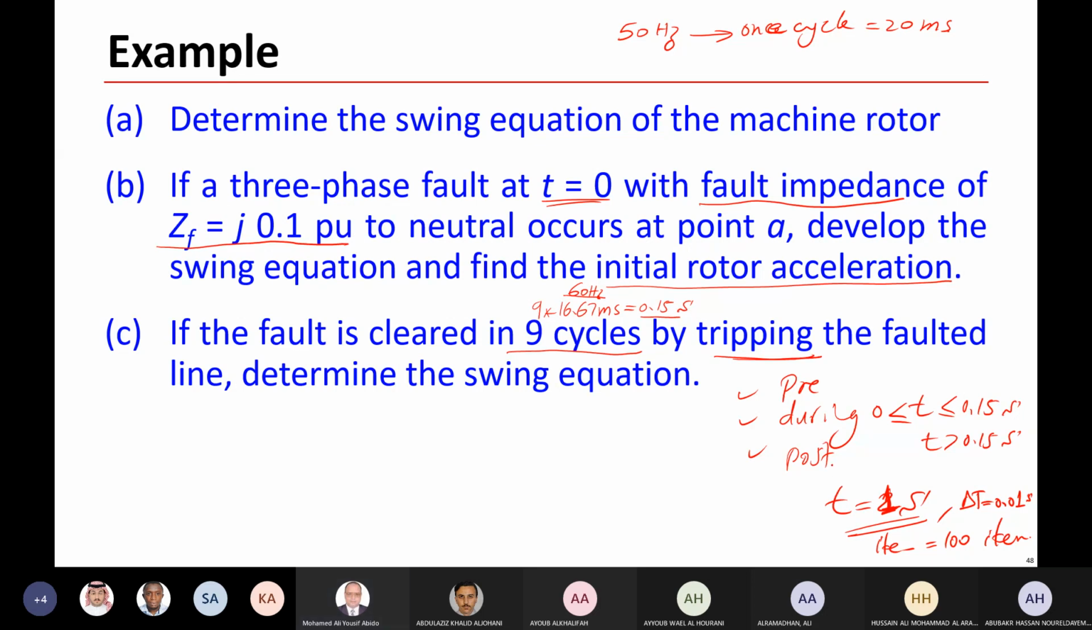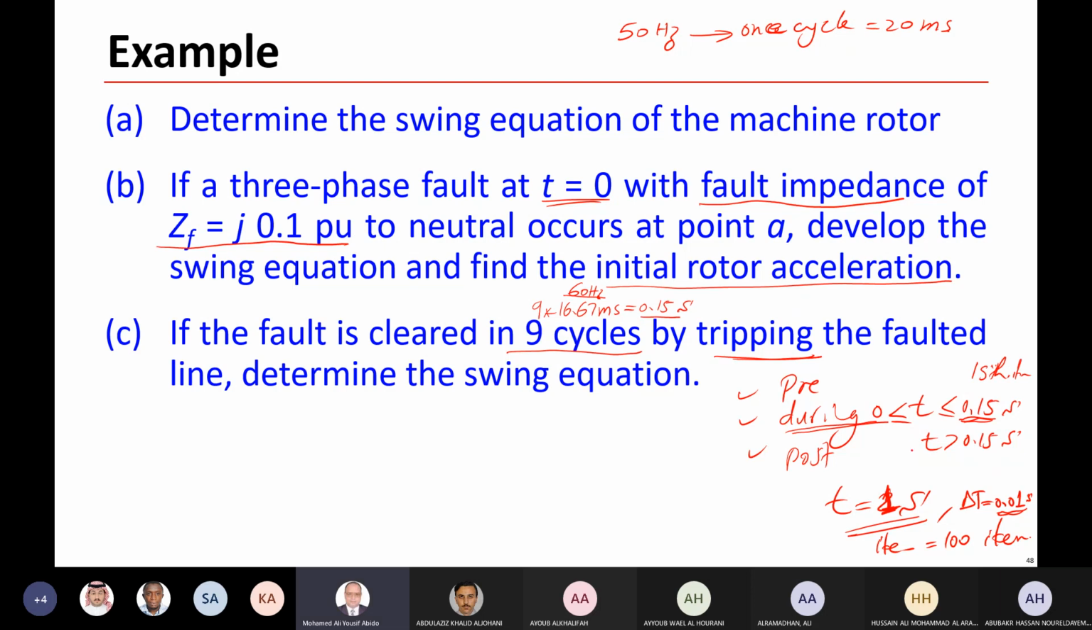Abdulaziz? During the fault. During the fault. We will solve during the fault up to this time, which is over this. So up to the 15th iteration, we will solve this swing equation.